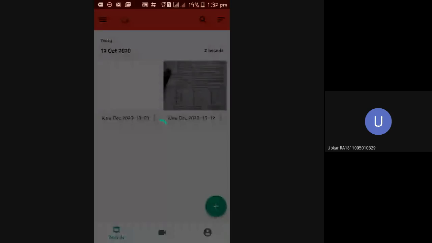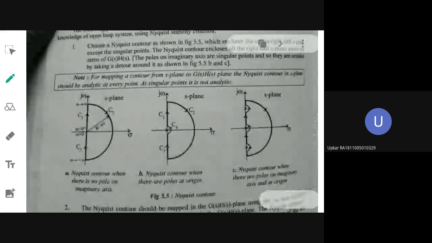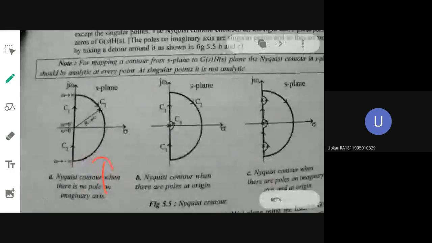I am showing some diagrams. 3 diagrams are there. The first one is your normal contour. Wait, let it load. There are 3 diagrams you can see. Yes, ma'am. Okay, the first is the usual Nyquist contour. But in the second one, there is a pole at what point? There is a pole at the origin.